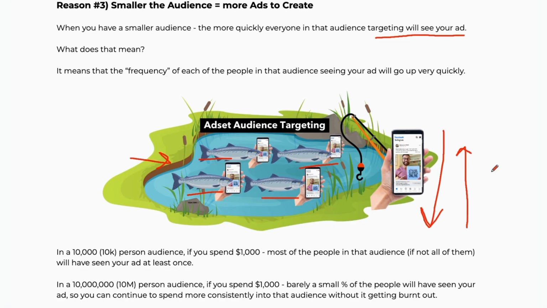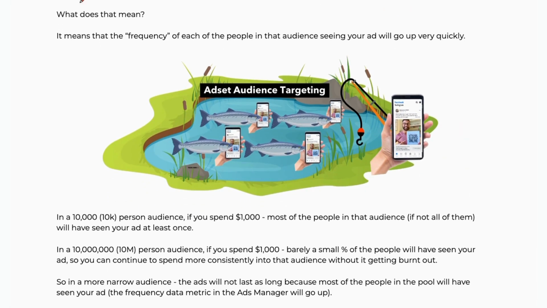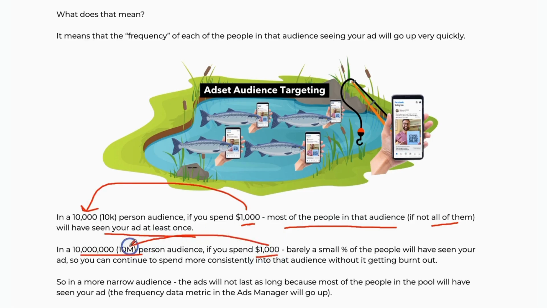Because ads are made up of what? They're made up of copy, creative, and then you're matching that up to an audience. So if you're keeping the audience the same, then you're going to have to change the copy and the creative more frequently. An example of this is that inside of, let's say, a 10,000 person audience, if you spend, let's say, $1,000, most of the people in that audience, if not all of them, will see your ad at least once for that $1,000. Versus if you have an audience that's, let's say, 10 million people, and you spend $1,000 into that 10 million person audience, barely a small percentage of those people will have actually seen your ad.